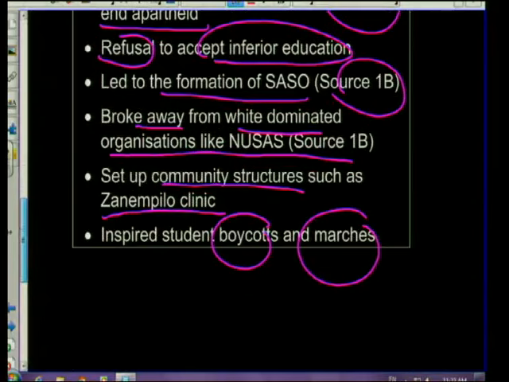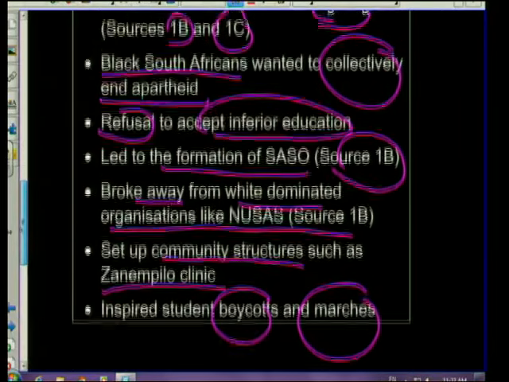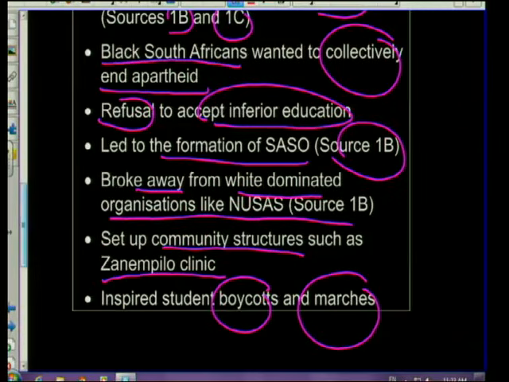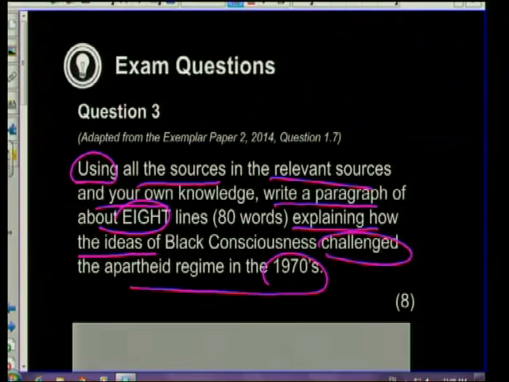So that would give you an overview on how to answer a paragraph question. Remember, keep in mind exactly what the question asks you to focus on, and that is how Black Consciousness challenged the apartheid government.